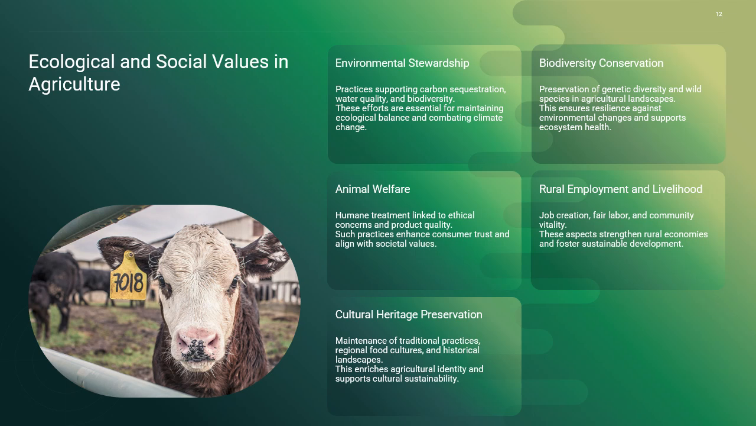Pasture-based systems that allow animals to express natural behaviors create both animal welfare benefits and distinctive product characteristics that certain market segments highly value. Rural employment and livelihood creation provides jobs, fair labor practices, and community vitality. These aspects strengthen rural economies and foster sustainable development. Agricultural enterprises that create quality employment opportunities, provide fair wages, and invest in community development contribute to rural resilience, while potentially accessing market segments that value social sustainability.